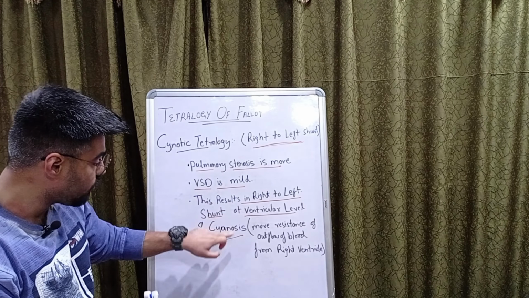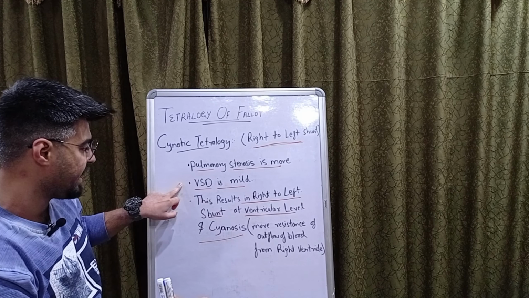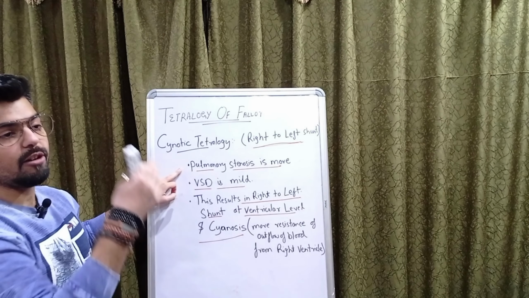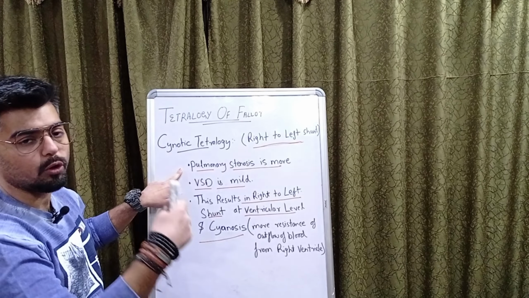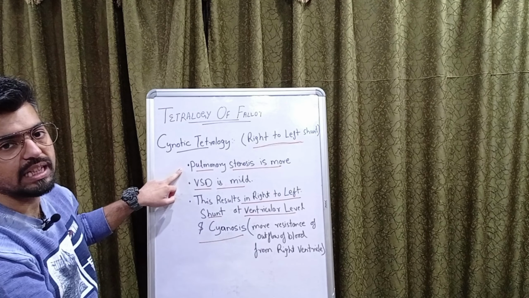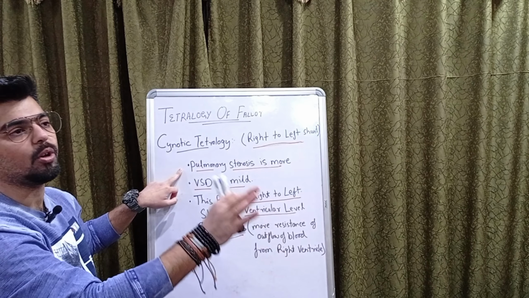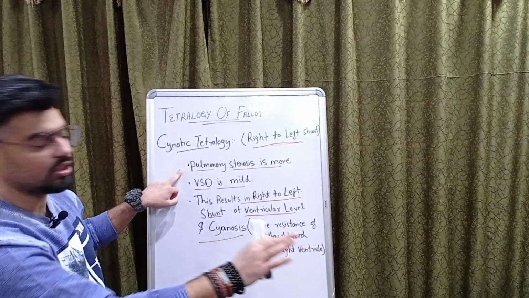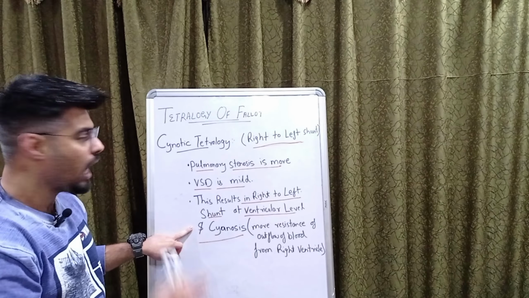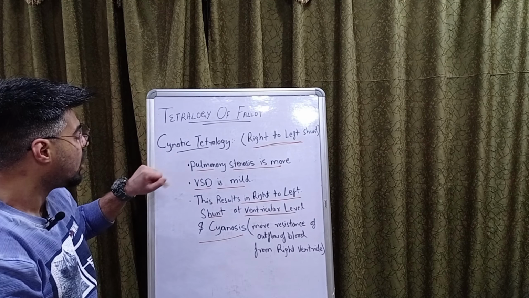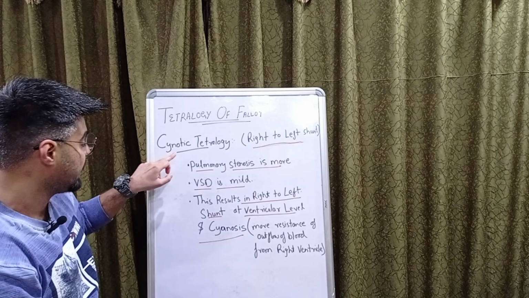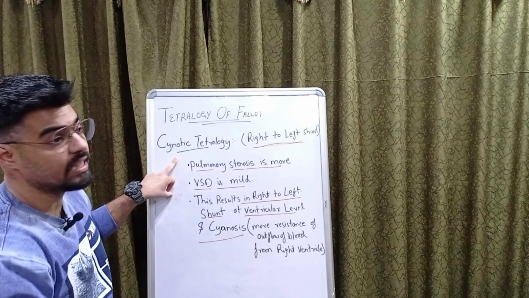Now, why will there be a right to left shunt? Because of VSD and pulmonary stenosis, there will be more resistance to the outflow of blood from the right ventricle. That is why right to left shunt will be created and cyanosis will also be created. Now let us see what are the effects of cyanotic tetralogy. Okay, let's go.